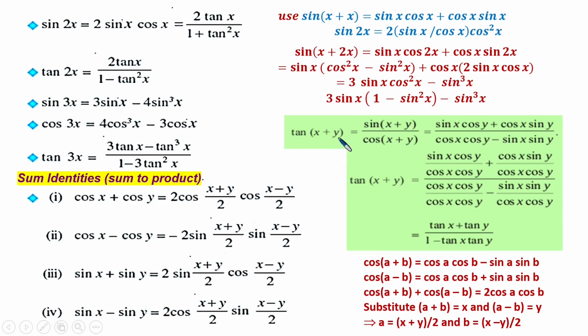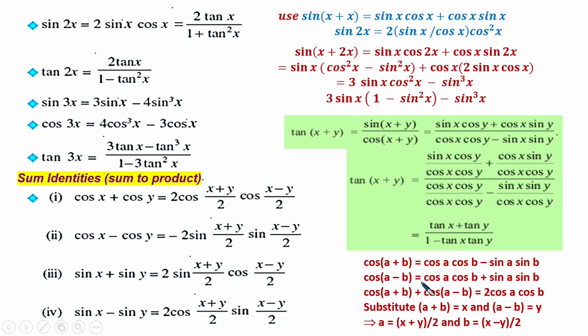This is your tan of x plus y. You can use this as a formula where we have shown earlier how to prove this formula, and some identity sum to product. So this is cos x plus cos y. Suppose you have a sum of this, you can convert to product to 2 cos of x plus y by 2 times cos of x minus y by 2. So here again I have shown how to prove this, that is cos a plus b.